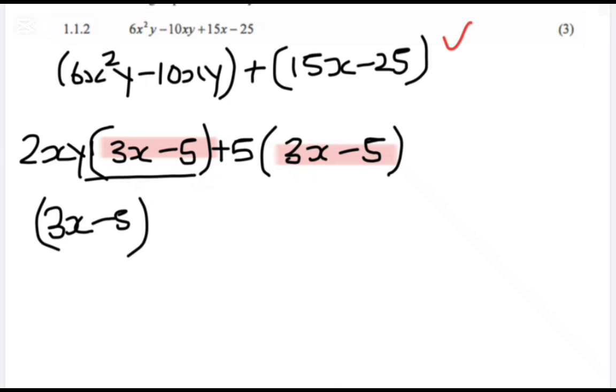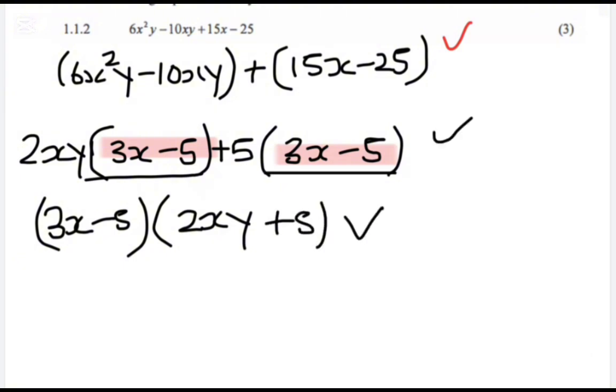And if we take this one out, what is going to be left? We're going to be left with 2xy. And if we take this one as a common factor, what is going to be left here? We're going to be left with plus 5. And you are done with this question.